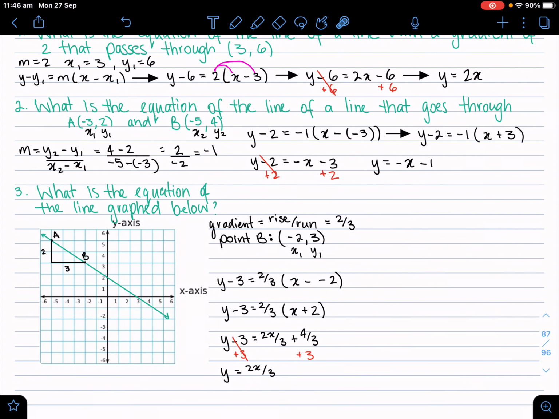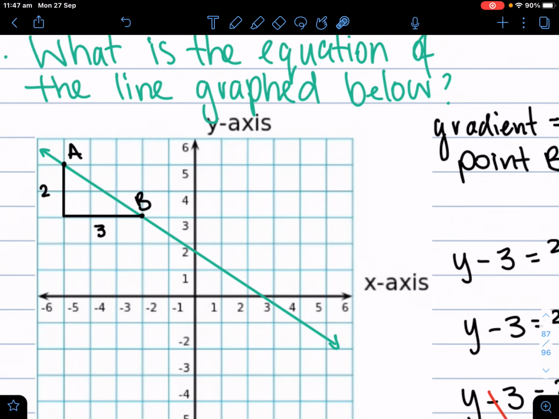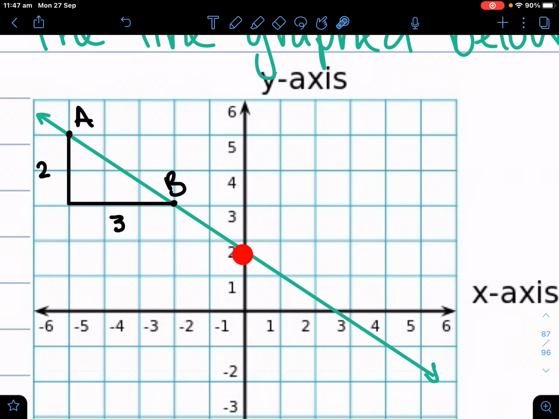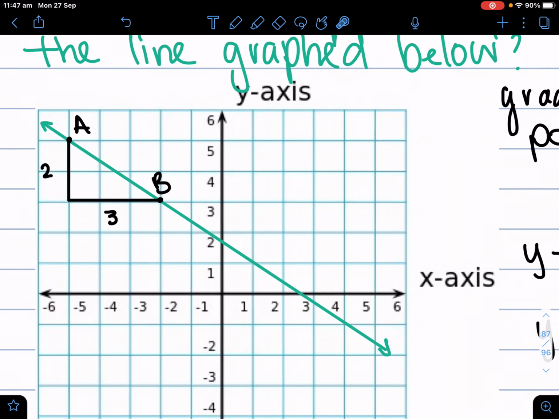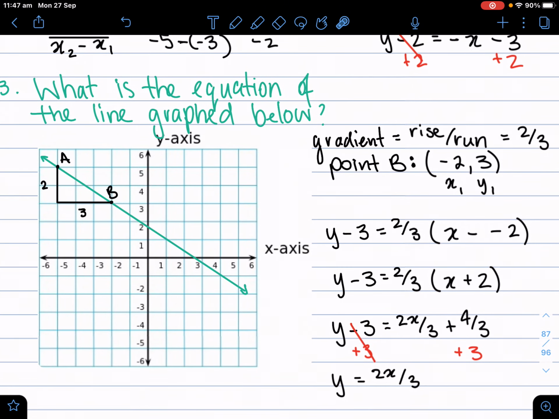Let's go on to example 3. Now example 3 says, what is the equation of the line graph below? Now remember, we said we use the 1-point gradient form when we don't know the y-intercept or it's not clear enough. So if I zoom into this graph here, the y-intercept there is not clear enough. I can't guess it. I need to find its exact value. So I need to use my rise over run to calculate the gradient.